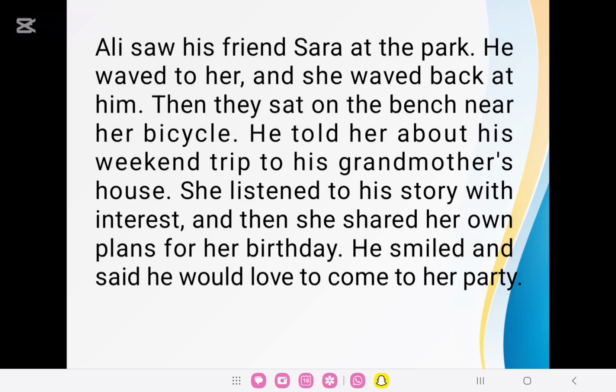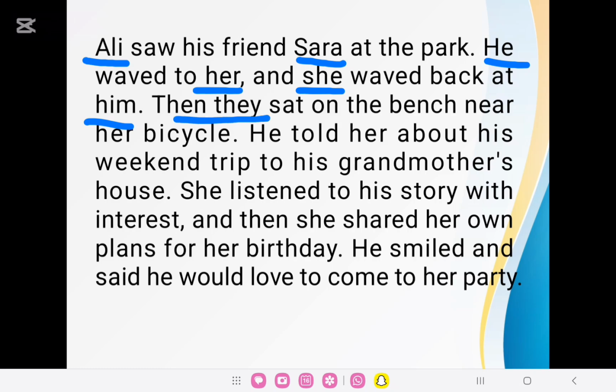Ali saw his friend Sarah at the park. Now instead I have this Ali and I have this Sarah. These are two nouns here, and next time when we are going to write them, we are not going to write these names again. We are going to replace them with pronouns. He waved to her. He, pronoun, waved to her. Now here we had the word Sarah, but we have replaced it with her. And she, Sarah, waved back at him, Ali.